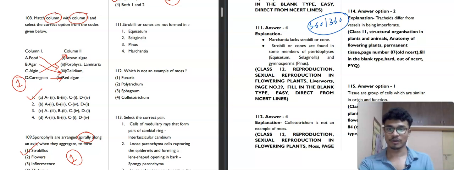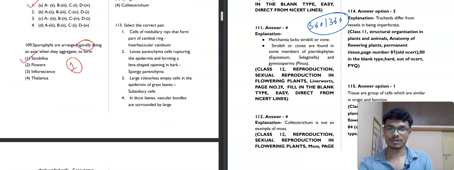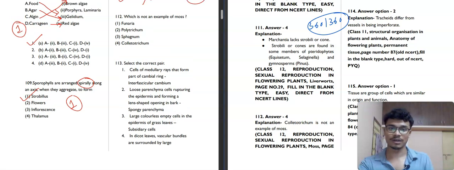So now moving to the topic, that strobili or cones are not formed in equisetum, Selaginella, Pinus or Marchantia. So you know that in equisetum you will find strobili or cone, in Selaginella you will also find strobili or cone, in Pinus you also find strobili or cone, and you know that Pinus is monoecious, you will find strobili or cone on the same plant. Then Marchantia lacks strobili or cone. So fourth option is our correct answer. Now we will move towards the next question, that is question number 112.